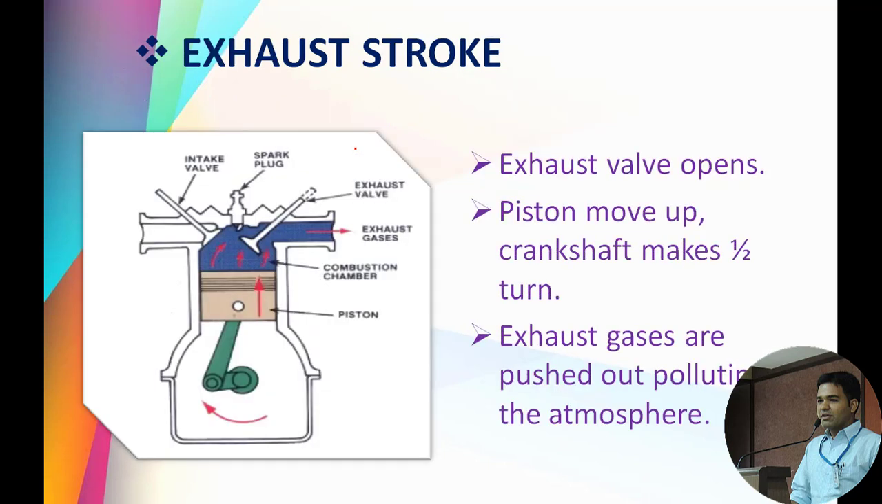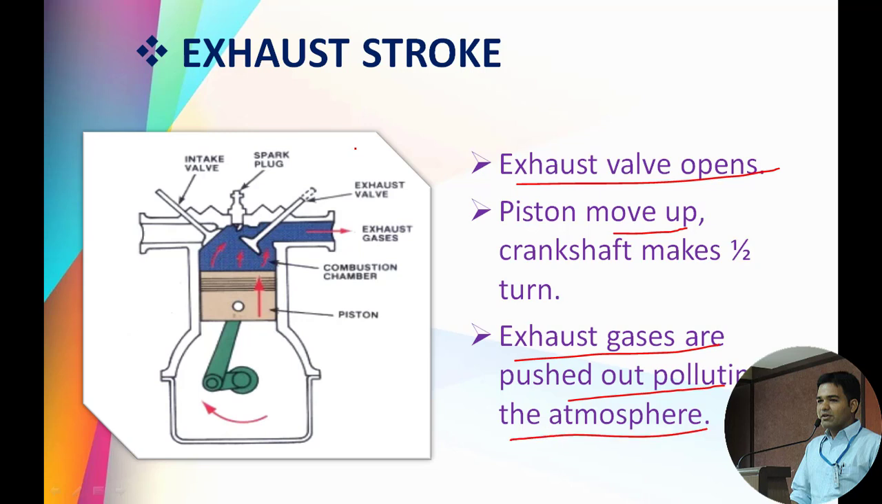Now the last one, exhaust stroke. Once we get the output power, the flue gases which have no energy or less energy, we need to push out of the cylinder for the next cycle. So the piston starts moving from bottom dead center to top dead center. During this upward movement, our crankshaft rotates another half turn, and during this whole process our exhaust valve remains open. So the exhaust gases are pushed out, which are the cause of pollution of the atmosphere.